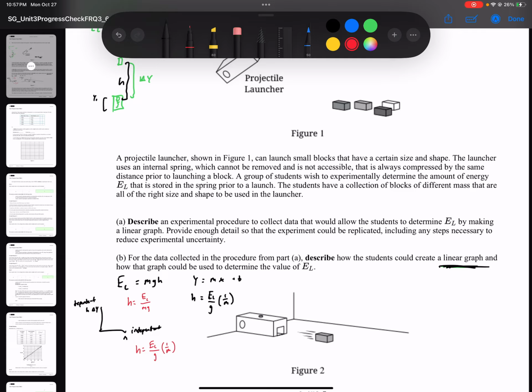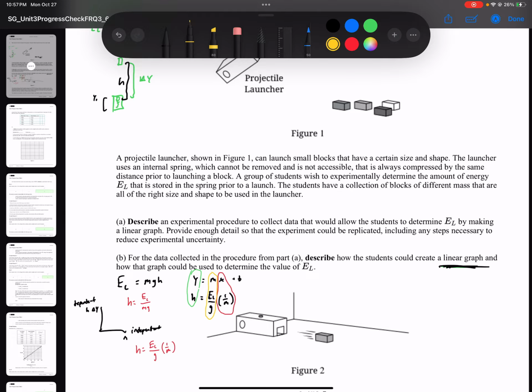The idea with this is that my height is my dependent variable, and that's my vertical axis. My inverse mass goes on the horizontal axis. That's my independent variable. And then my slope is going to be equal to the energy of the launcher divided by gravity. And that's how you want to set up your experiment.